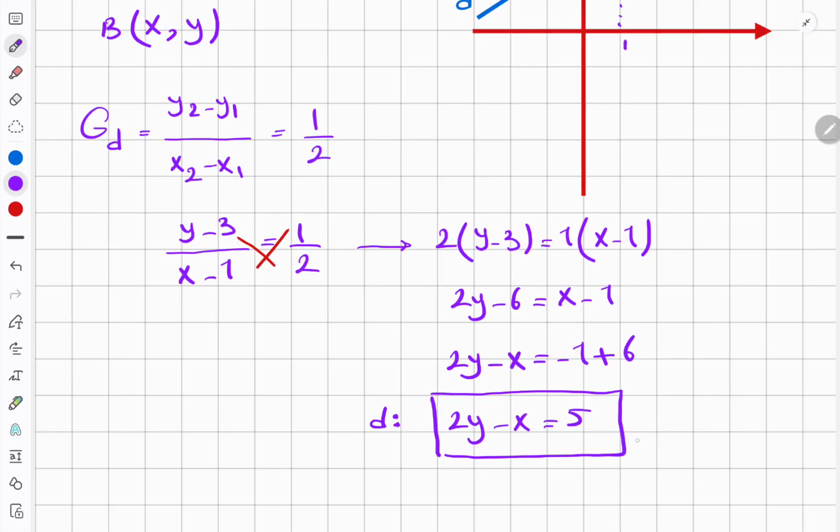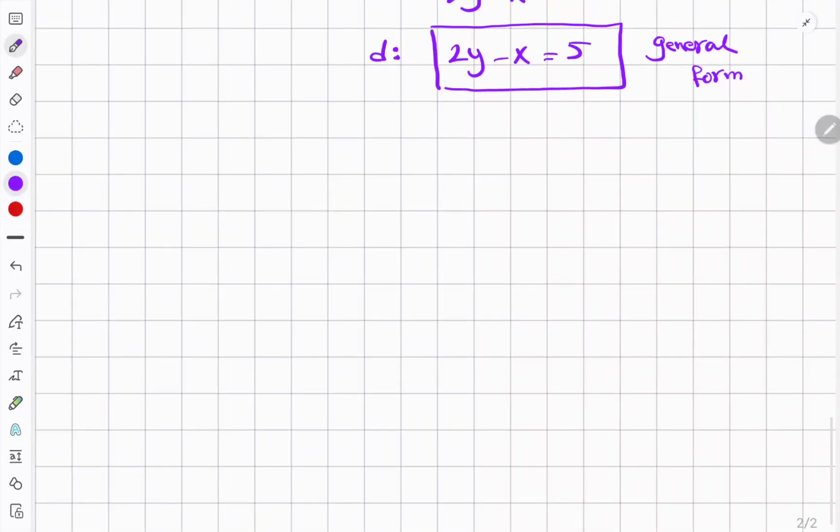In fact, this is the general form. But if you like, you can rearrange this and turn it into gradient intercept form. It's up to you. So for writing the equation of a line in general form, we need the gradient m and the coordinate of one point. You can call this a and b.